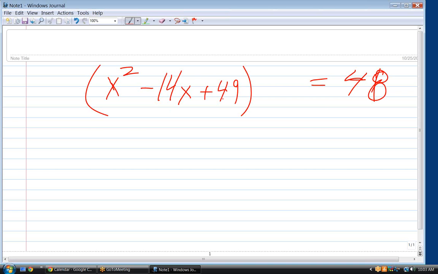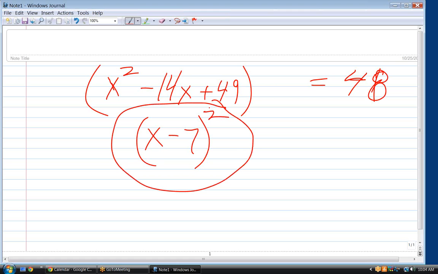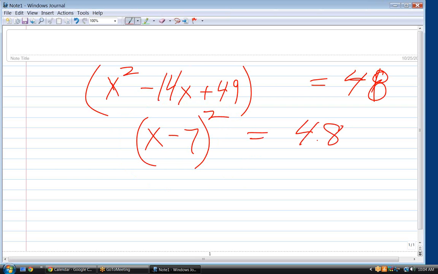Now how can I write what we just completed the square as? Can't you write it as x minus 7 and then x plus 7, or is it just squared? It's just squared always. In other words, the intent of completing the square is so that we can always write it as something that looks like that. And the reason is that now we can solve the equation. If that's equal to 48, what's my next step for solving this?